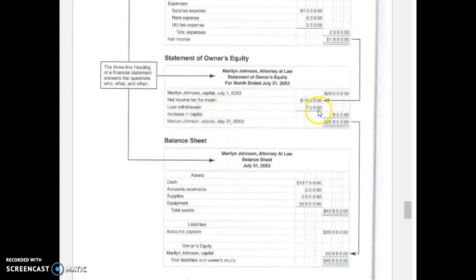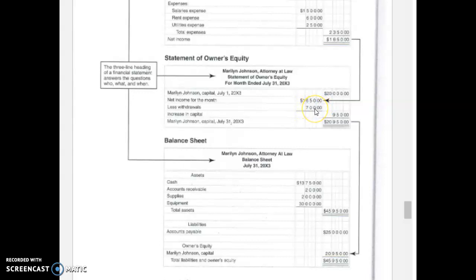Less withdrawals are anything that the owner takes out of the business for his personal use. So you would subtract that out of the equity account because that is leaving the business. So these go in the second or the first column here. You draw a line and you subtract the withdrawals from the net income. Now, if this were net loss, you would add them together. But this is, the business made money here, and then the owner took money away.